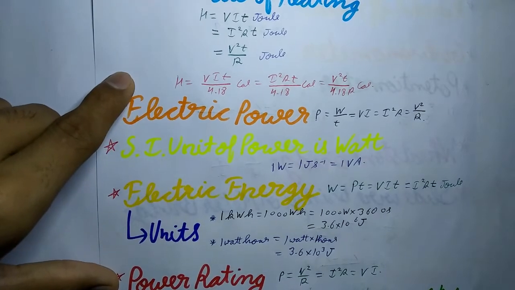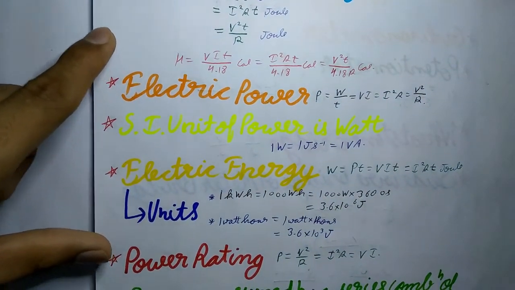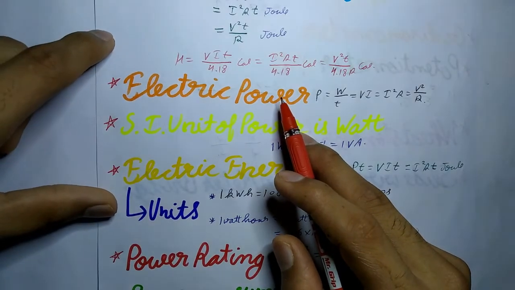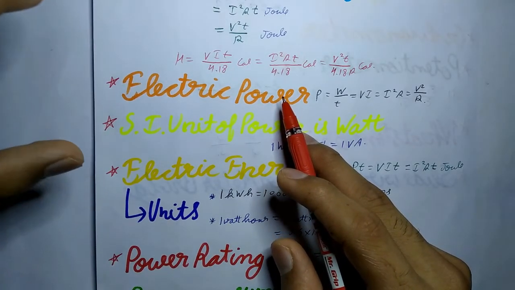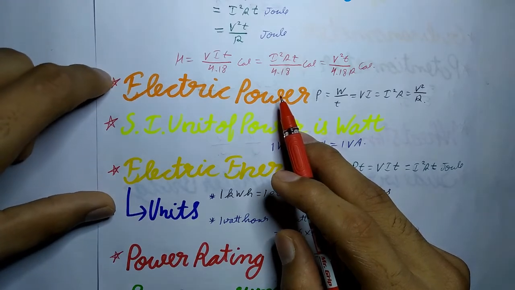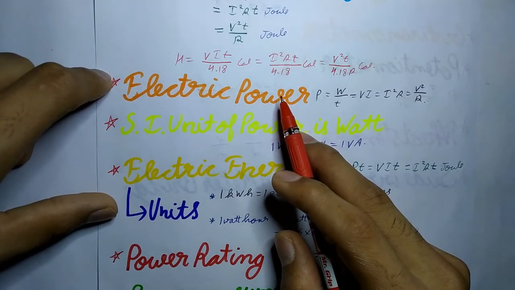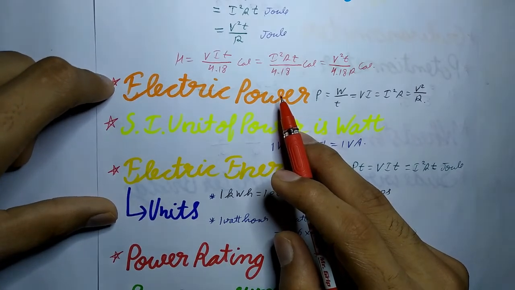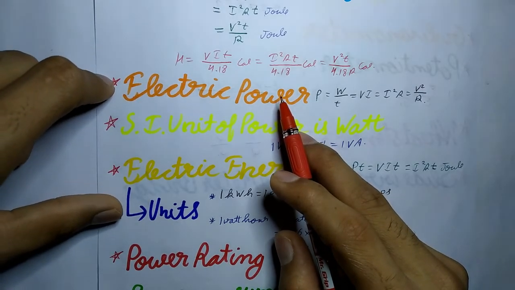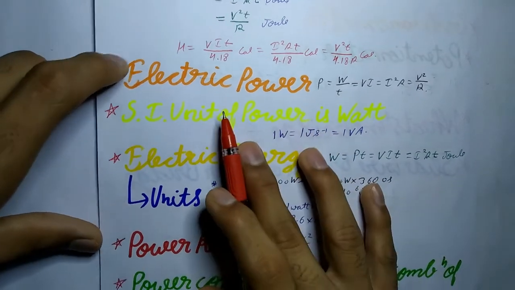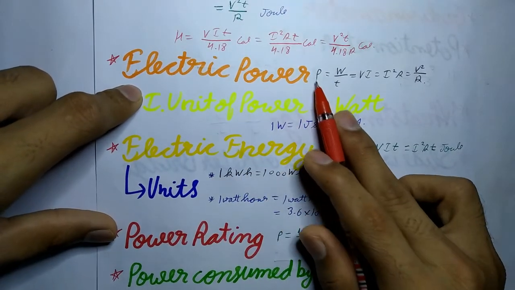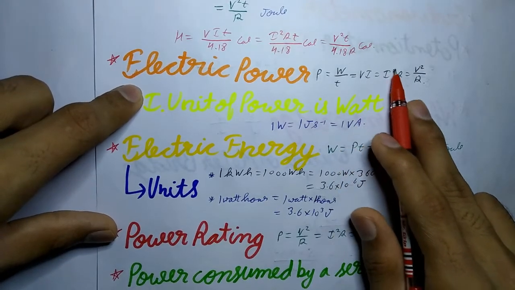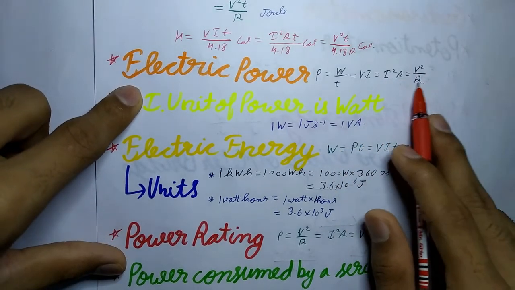Now next is electric power. It is the rate at which an electric appliance converts electric energy into another form of energy, or it is the rate at which work is done by a source of EMF in maintaining an electric current through a circuit. So electric power, P = W/t = VI = I²R = V²/R.